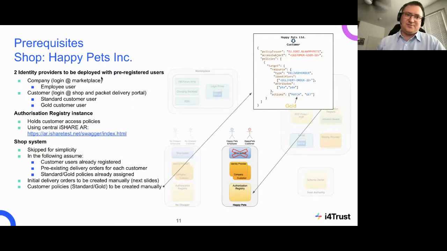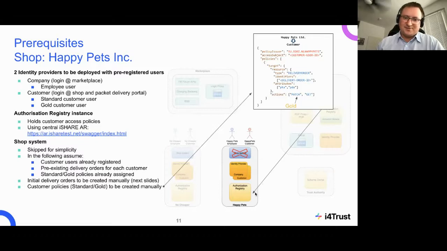So for the shop, for Happy Pets, as you've seen, there were two identity providers. One for the employees, which was used for the login to the marketplace, and then a second identity provider just for their customers of the shop system, which of course would also be used to log in at their shop system itself, which we skipped now for simplicity, but also was used to log into the portal application of the packet delivery company.